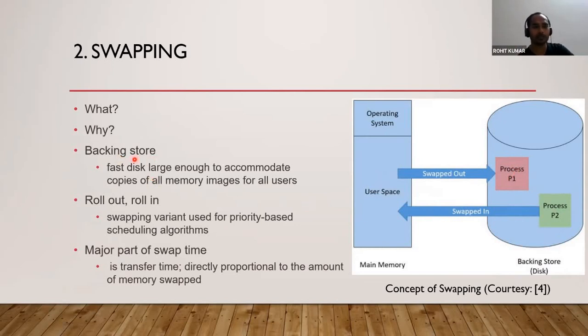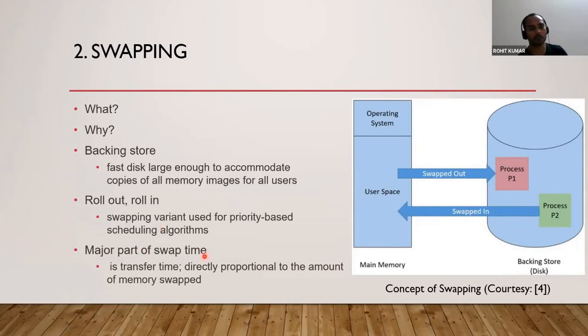Now there is a concept of backing store. What is backing store? It is your disk only, and it should be large enough to accommodate copies of all users' processes. Then there is a concept of roll out and roll in, the same as swap out and swap in. When we discuss priority based scheduling algorithms, this phenomenon of swapping out and swapping in is called roll out and roll in. Roll out means swapped out, roll in means swapped in, but these terms are used in priority based systems.